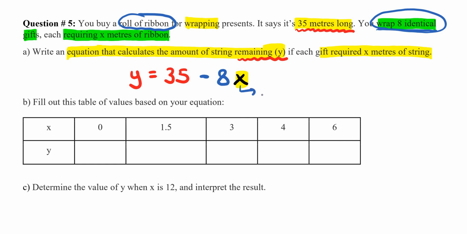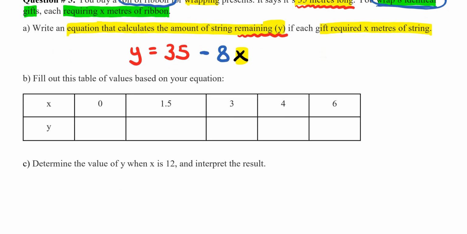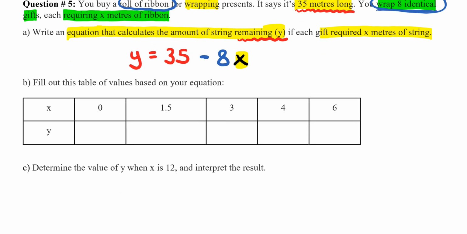If this was 2, for example, each gift takes 2 meters of string, so 8 times 2 is 16, then we would need 16 meters of total string, and then 35 minus 16 meters would give us the remaining string that we have in our roll of ribbon. Alright, so that's the storyline translated into an equation for this particular problem. Okay, so let's go ahead and figure this out now.